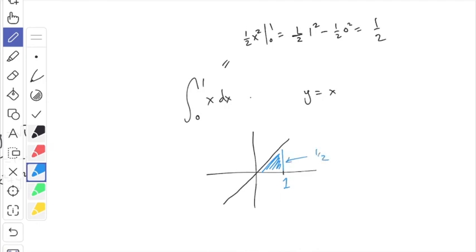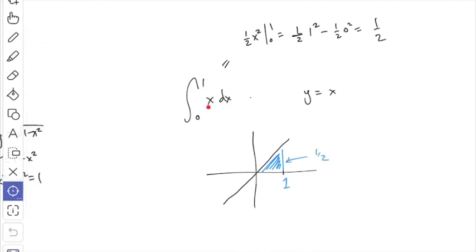But remember, this is the area under the curve of this function. It's not the area under the curve of the antiderivative. Maybe that's what you were thinking. It's the area under the curve of this function. The antiderivative is x squared, which is not the graph that I'm drawing down here. Right. Yeah. Yep.